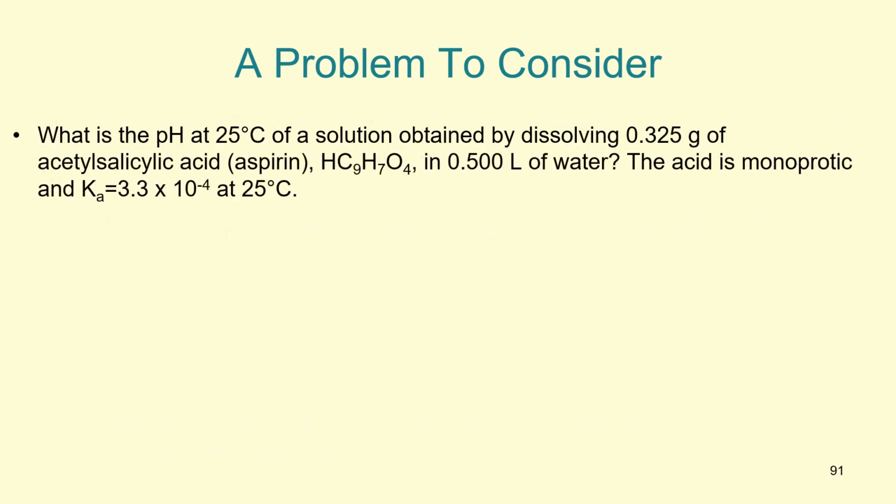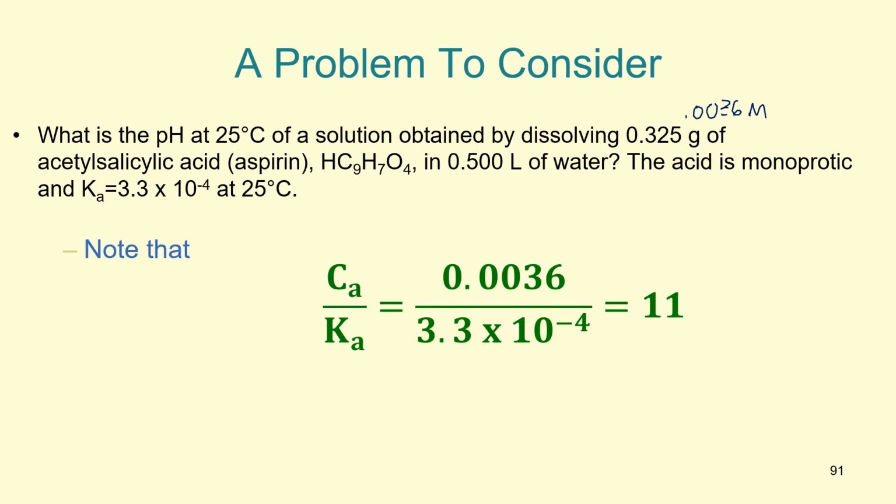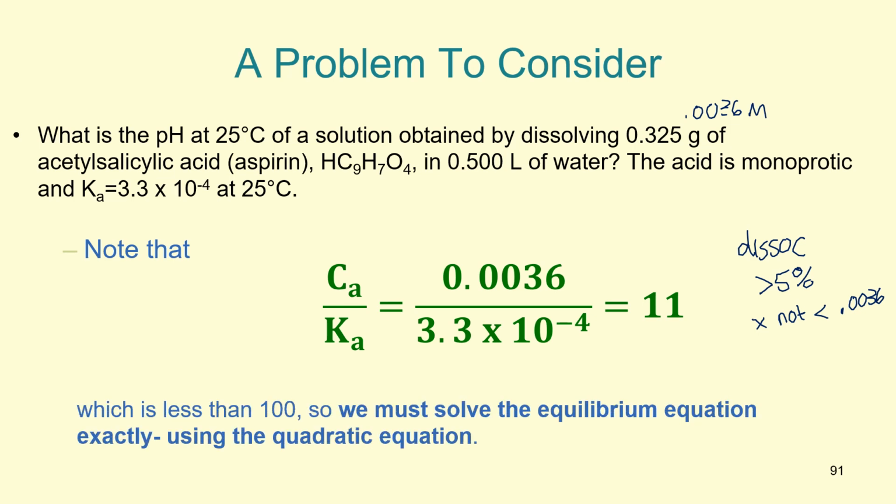All right, so now it's basically a 0.0036 molar solution. What's the pH? Note that if we take Ca over Ka, we get 11. Clearly not greater than 100, which means that dissociation is greater than 5%, and so we can't say X is necessarily less than 0.0036. It could be on the same order, or at least not negligible to the significant figure. So we can't make that assumption. So we have to use the quadratic equation.